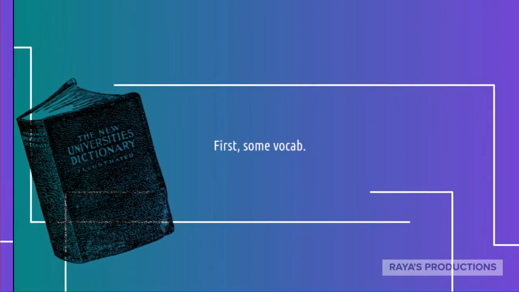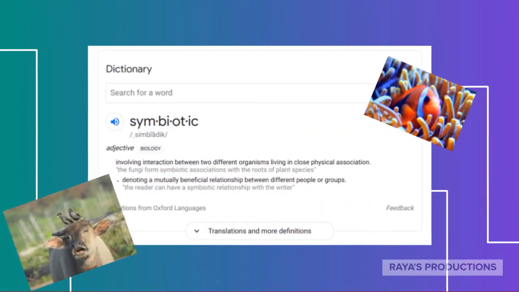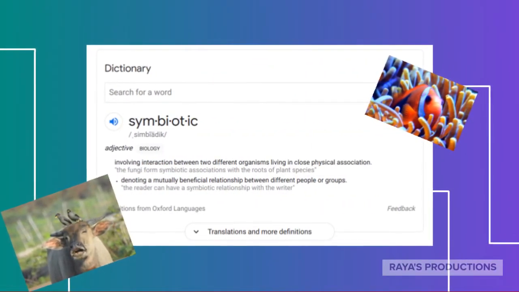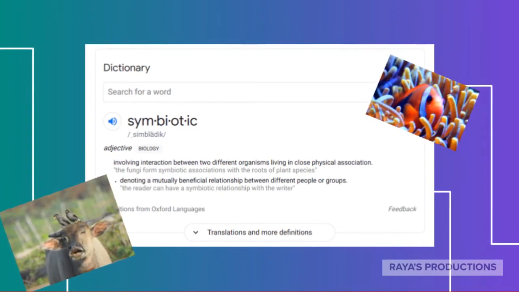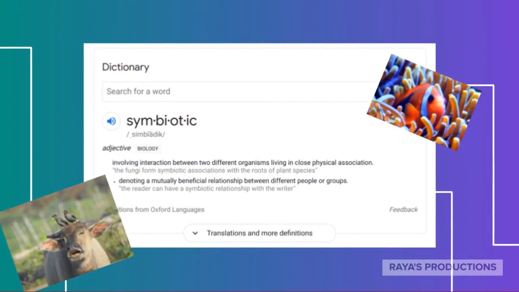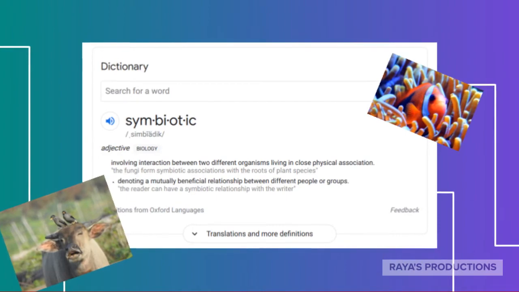First, some vocabulary. Symbiotic, meaning denoting a mutually beneficial relationship between different people or groups. Remember this word as we go through the presentation. It'll be important later.